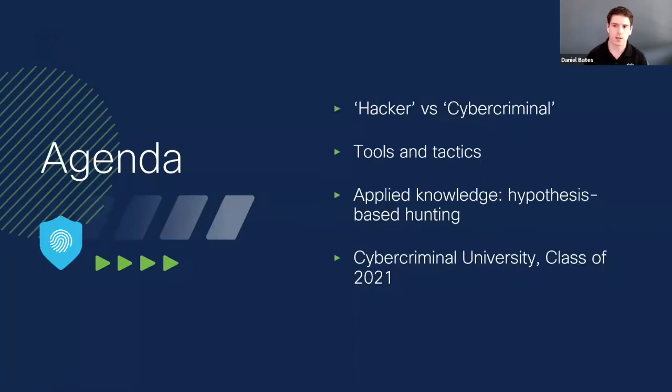What I want to talk about today is how we can assume the mantle of a threat actor so that we can understand how they would try to breach our defenses and then ultimately find them and kick them out. So here's a quick agenda. We're going to talk about the difference between a hacker and a cyber criminal. We're going to talk about some of the tools and the tactics that they like to use and how we can identify them. We're going to apply that knowledge to something we call hypothesis-based threat hunting. And then at the end, I'm going to talk a little bit about how threat actors and cyber criminals tend to gain new knowledge and where we can go to learn the same types of things.